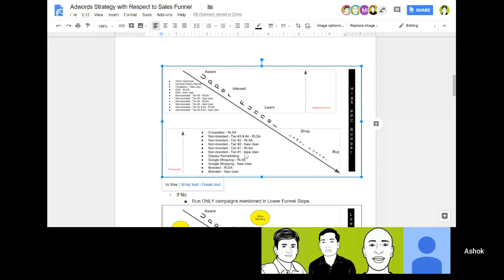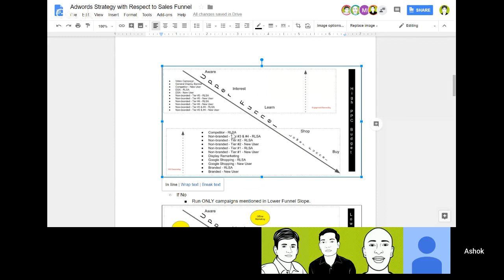Again, tier 1 new users, tier 1 RLSA. Then tier 2 new users, tier 2 RLSA. Tier 3 and 4 are the same. They actually fall in a learn phase. Tier 3 is problems and tier 4 is symptoms. Both fall under the learn phase.